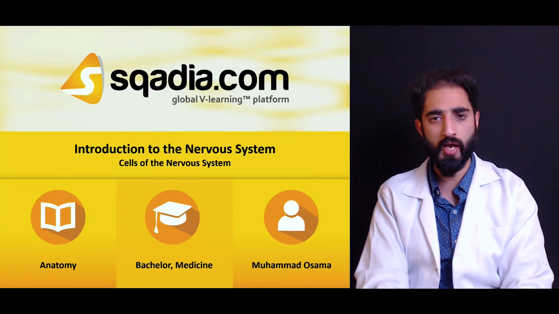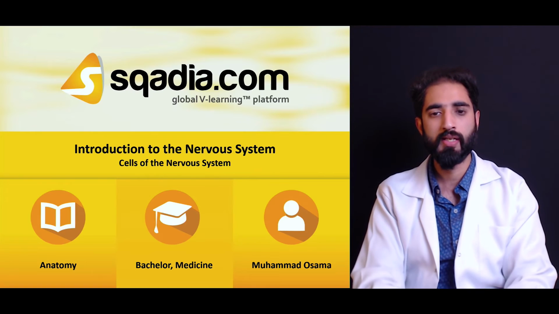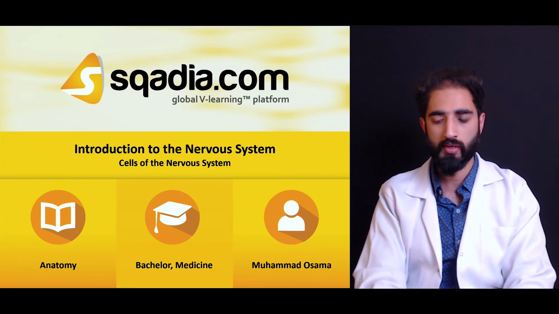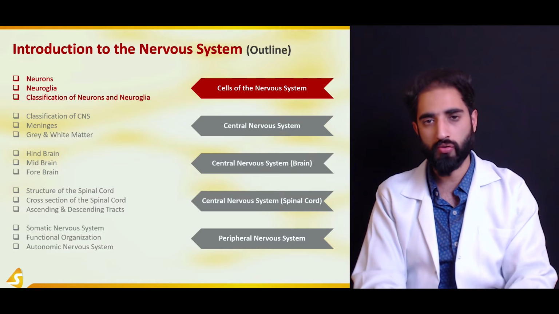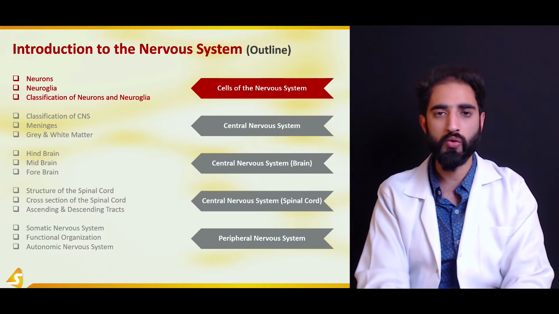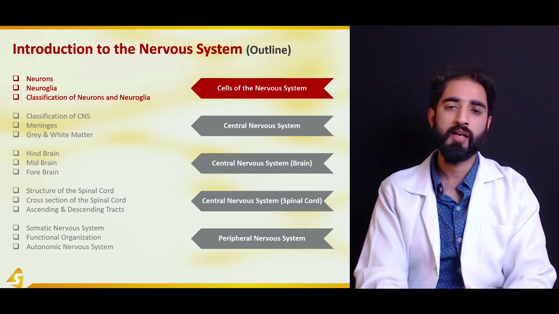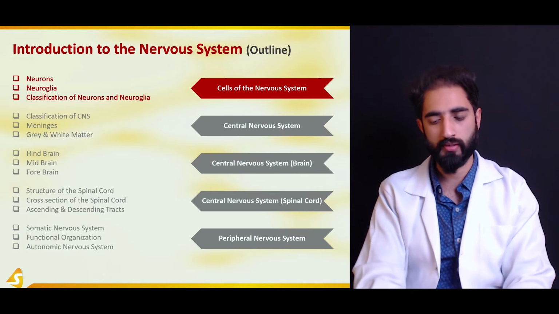My name is Mohammad Osama, and today we're talking about the introduction to the nervous system. In the first section of this series of lectures, we're going to talk about the cells of the nervous system. So in this lecture, we're going to talk about the neurons, the neuroglial cells, as well as the classification of neurons and neuroglial cells.